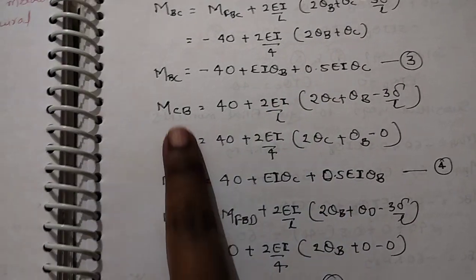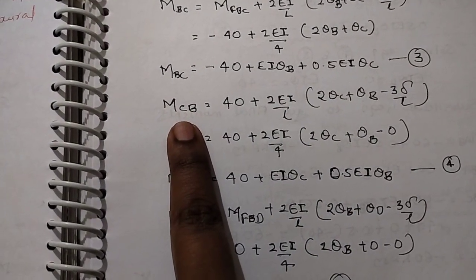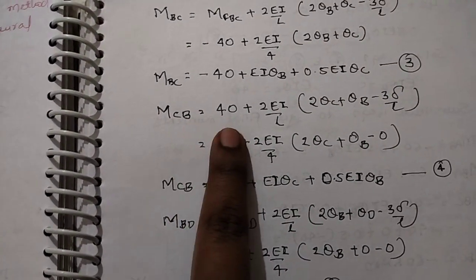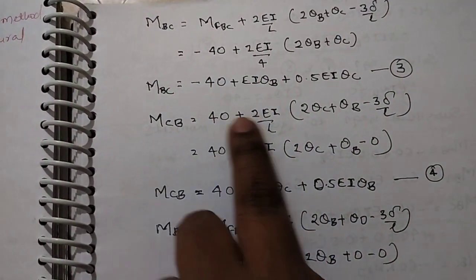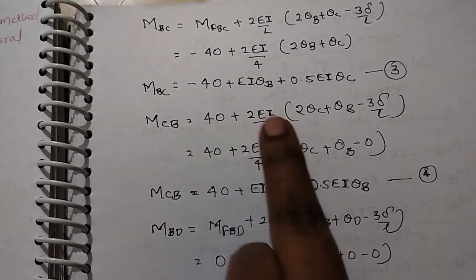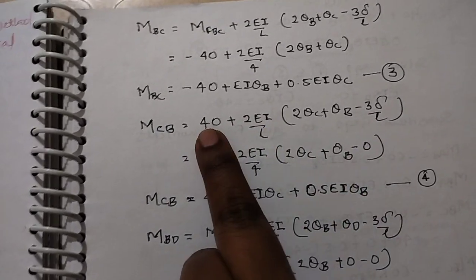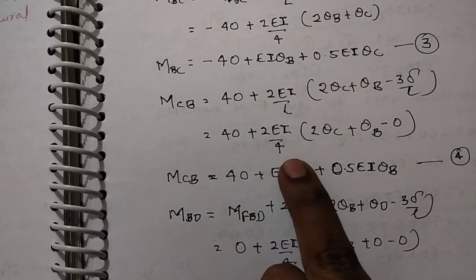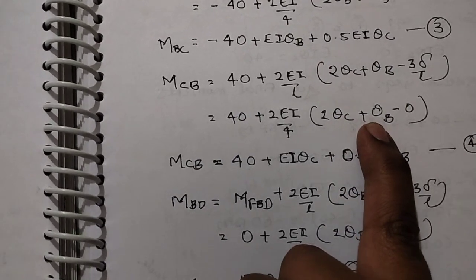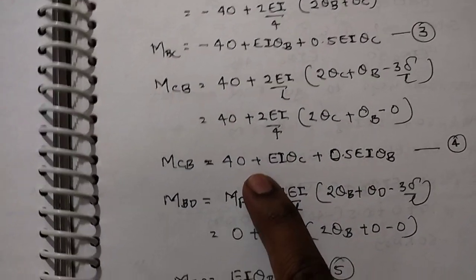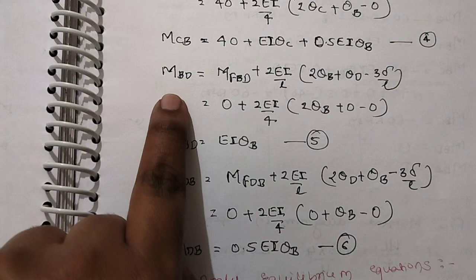Next I will go for MFCB. What is the formula? Same thing. MFCB plus 2EI by L, 2 theta C plus theta B minus 3 delta by L. What is the value of MFCB? Plus 40 plus 2EI by L, 2 theta C. Theta C value exists, theta B also exists. This is equation number 4.